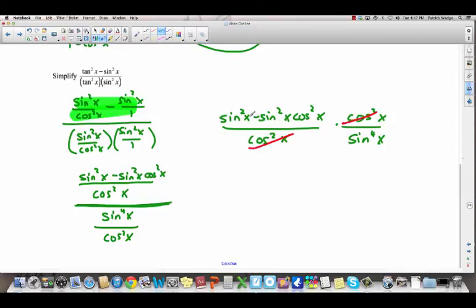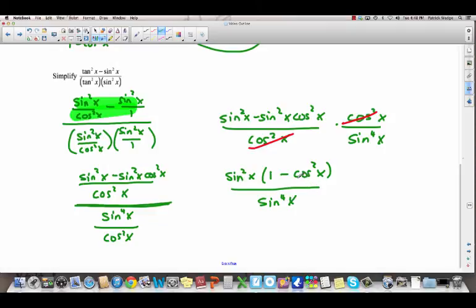Alright, do you see what you can do on the top here? You can take out a greatest common factor. What's the greatest common factor? It is sine squared x. What are you left with when you take that out? Well, sine squared x times 1 equals sine squared x, and sine squared x times cosine squared x equals sine squared x cosine squared x. This is all over sine to the fourth x.